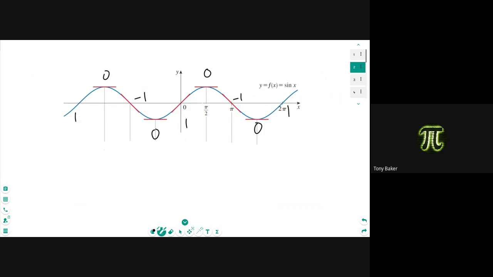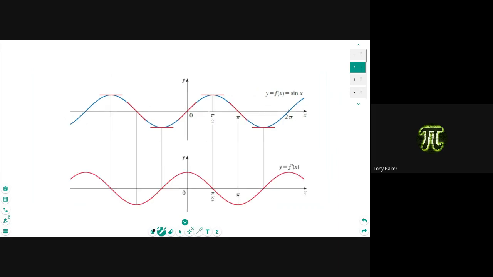So if I was to graph that, what do you think it would look like? And what function is that one going to be? Cosine, because cosine starts off at 1, then goes down to 0, then goes down to -1. So just like that, right? So if I'm looking at the slopes of sine, the derivative of sine is cosine.